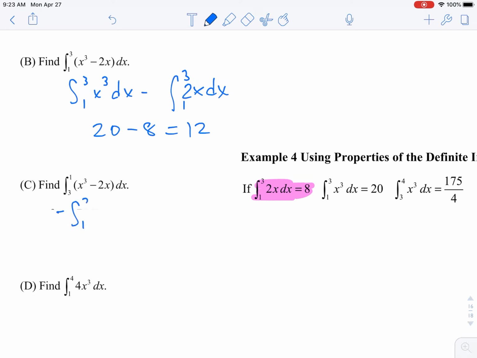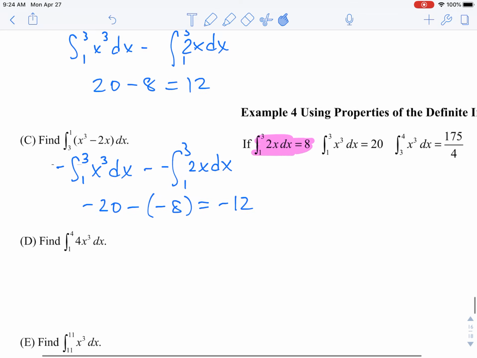This would equal, and I'm going to be negating, because it's upside down. So negating this is negative 20 minus negative 8, which equals negative 12.